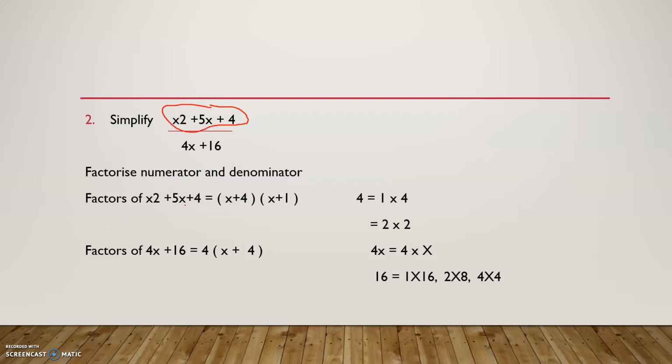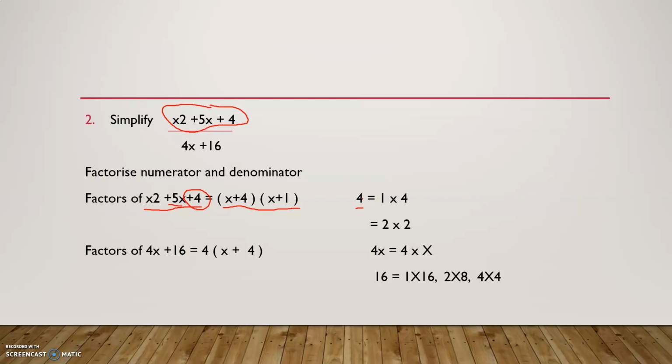So the factors of x squared + 5x + 4 are (x + 4) and (x + 1). How we work out the factors is we look for two numbers whose product gives positive 4, and which also give positive 5x. So here I showed you the working out.